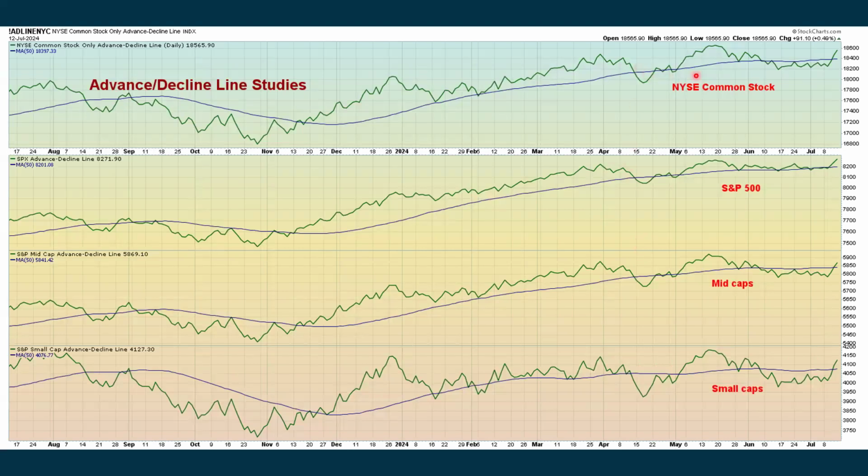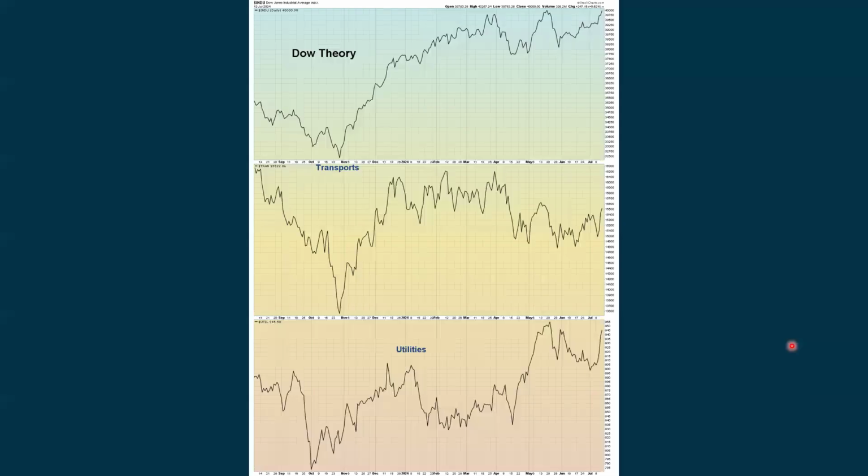And then we look at the advanced decline line studies, seeing some improvement here. This has been an area of concern, and we saw some improvement in Thursday and Friday's session with the NYSE common stock going back above its moving average. The S&P, which had been on its moving average, also coming up, seeing some improvement with the mid caps and the small caps. And this just shows more broad participation and broad improvement with the advances versus the declines.